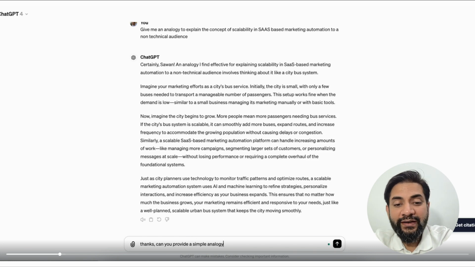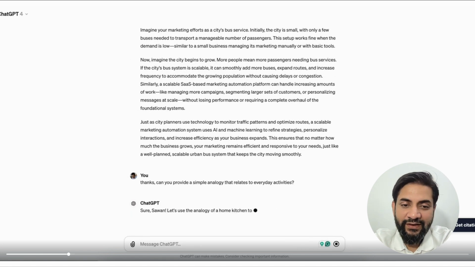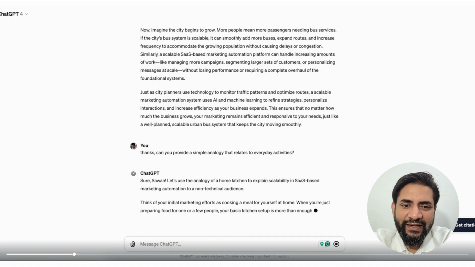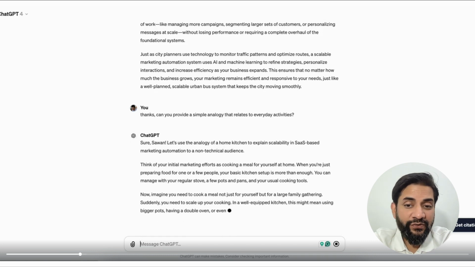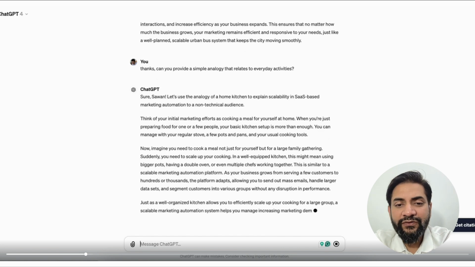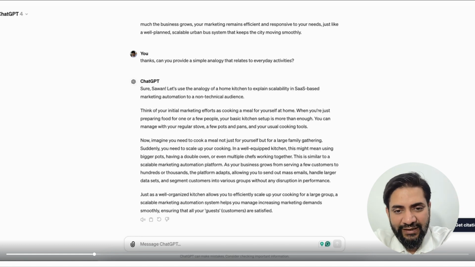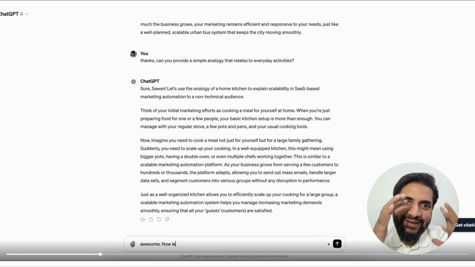Now, can you provide a simpler analogy that relates to everyday life or everyday activities? Let's use the analogy of a home kitchen to explain scalability in SaaS-based marketing automation to a non-technical audience. Think of your initial marketing efforts as cooking a meal for yourself at home. When you are just preparing food for one or a few people, your kitchen setup is more than enough. You can manage with your regular stove, a few pots and pans, and your usual cooking tools. Now imagine you need to cook a meal not just for yourself, but for a large family gathering. And so on. It keeps explaining what that analogy could be and how you can improve your creative thinking.